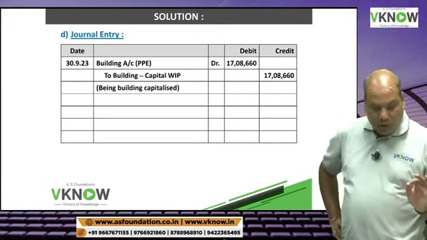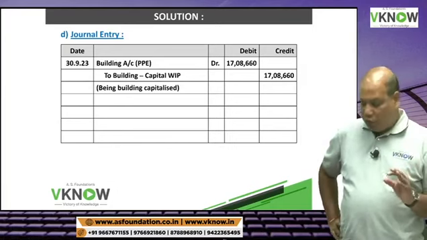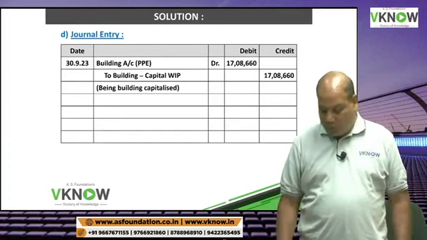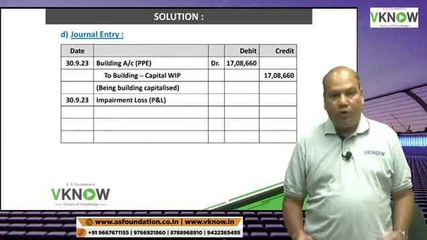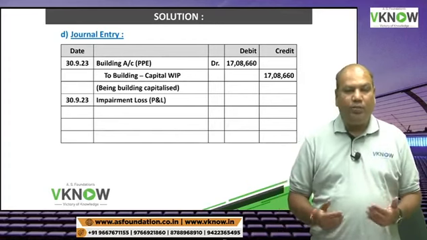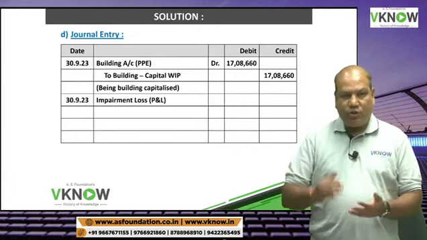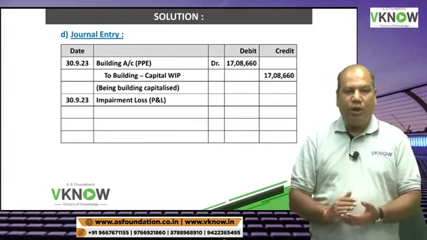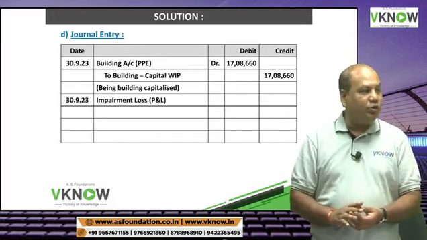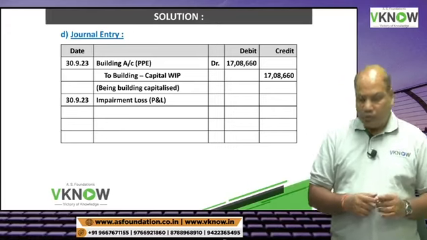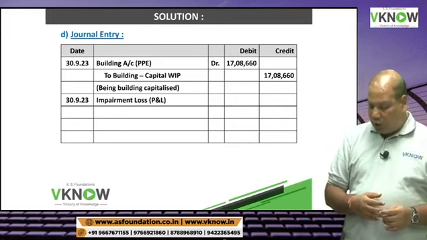But what we have learned in paragraph number 8, if the carrying amount exceeds the recoverable amount, then the company will have to provide for impairment loss. Impairment loss means reduction in the value. An impairment loss will be charged to P&L account. So one more entry will have to pass.